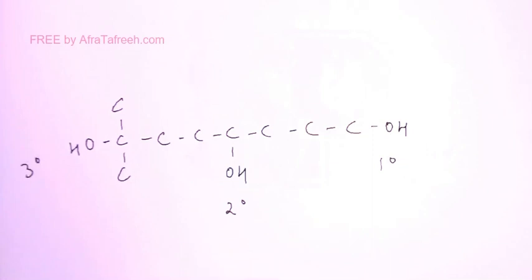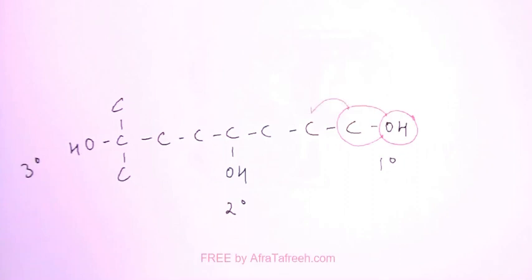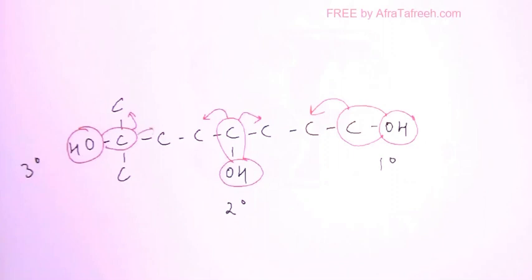What do you mean by this? See, this OH is attached to a carbon which is further attached to one carbon, so primary. This OH is attached to a carbon which is further attached to 2 carbons, so secondary. This OH is attached to a carbon which is further attached to 3 carbons, so it is tertiary.